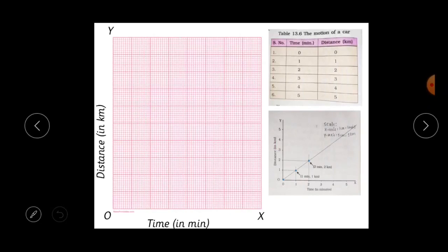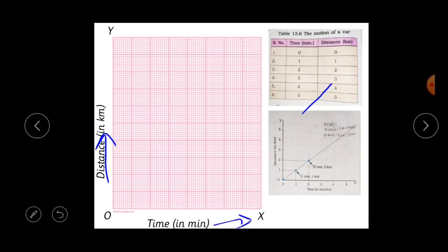Okay, now let us see how to draw the distance time graph. For that purpose you may need such a table, these types of values, to draw on the graph sheet. So children, this distance time graph should have time here and distance here. You can see here it is distance and here it is time, isn't it?